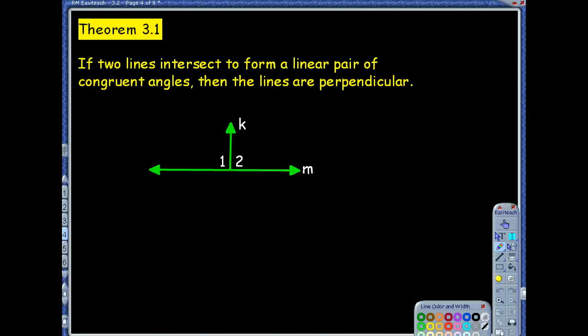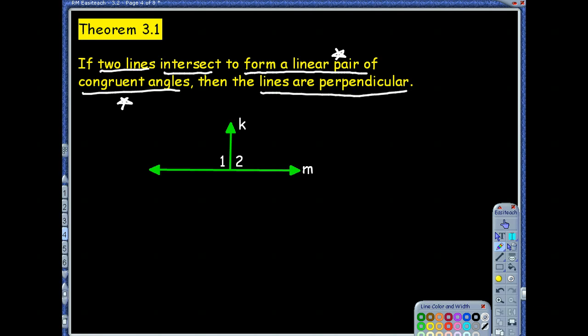Okay. This theorem says that if two lines are intersecting to form a linear pair of congruent angles... Ooh, let's think about that for a second. Linear pair, we know what that looks like, right? And we have learned a postulate with that, the linear pair postulate. So we know that means we have two angles that add to equal 180 degrees, and they're congruent. So if they add to equal 180 and they're congruent, then they both have to be 90, so then the lines are perpendicular.